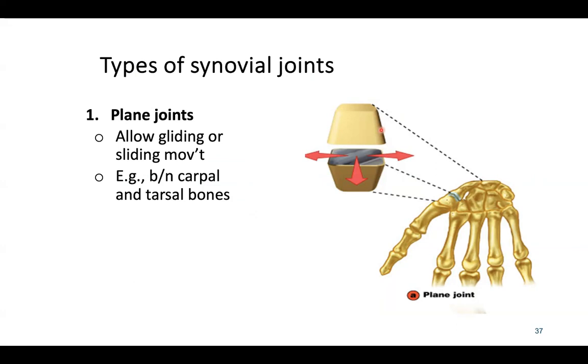The first ones are plane joints. As their name indicates, the articulating bone surfaces are flat. Such joints allow only sliding or gliding movement. So they are uniaxial joints; they only allow movement in a single axis. The intercarpal joint, the joint between carpals, and the intertarsal joint, the joint between tarsals, are examples of a plane joint. They only allow sliding or gliding movements.